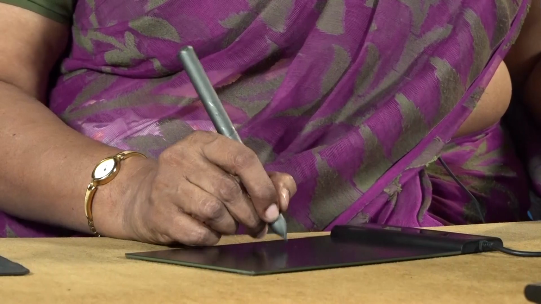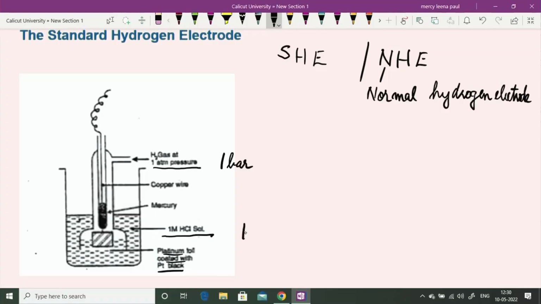Now, you have to take some solution which contains H plus ions, that is, I am going to take 1 molar HCl solution, and it is very important the concentration has to be 1 molar, only then it becomes a standard hydrogen electrode, because we are fixing the standards, and we are going to fix the potential for the standard hydrogen electrode.